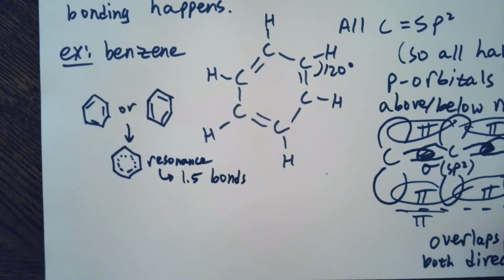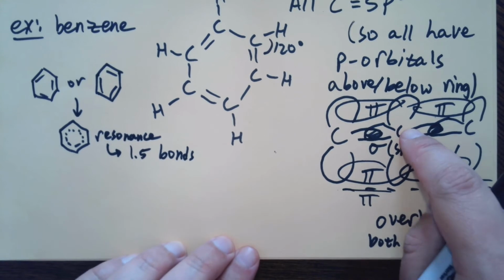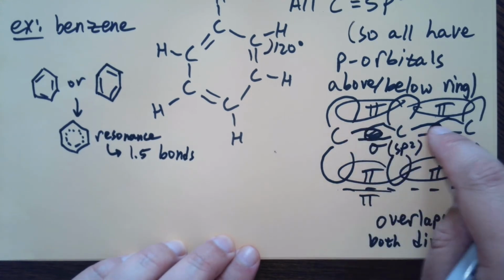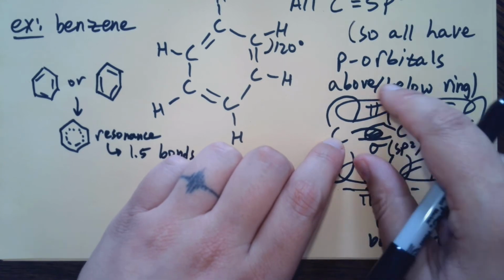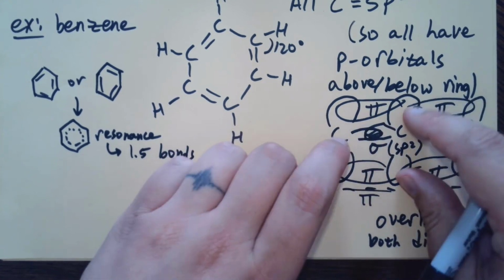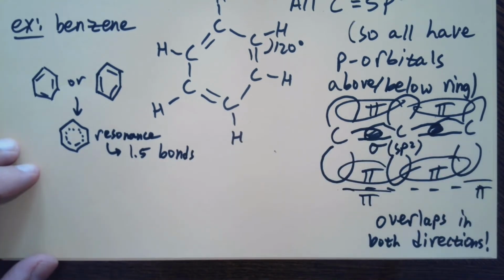And this helps explain that, because what I have is half a pi bond. If I look at this middle carbon, I have a sigma and a sigma going each way. But if I look between these two carbons, I have half a pi bond going this way and half a pi bond going this way. So I have a 1.5 bond and I have a 1.5 bond.